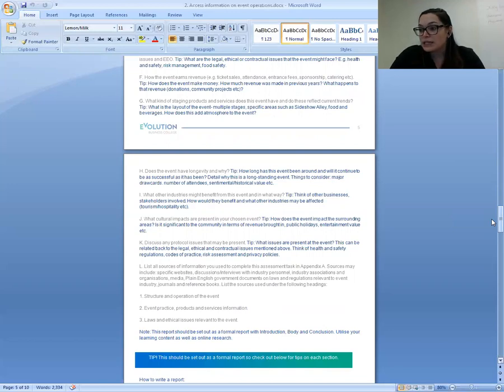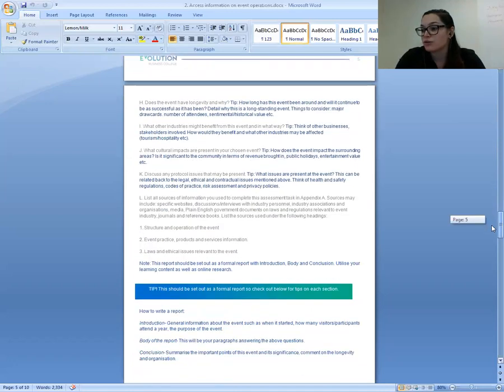With this as well, you want to list the sources under the following headings. So we've got 3 headings again. You've got the structure and the operation of the event practice, products and services information, and laws and ethical issues relevant to the event. So you're going to want to split your sources again into the 3 categories and really make that heading quite bright and bold, so it's discernible. So we're going to go through that.